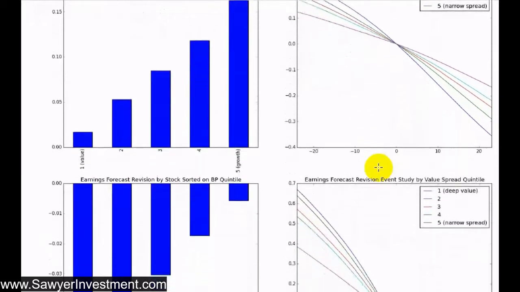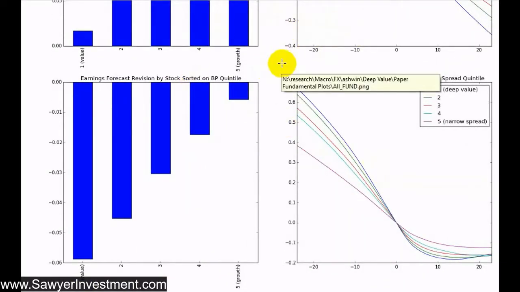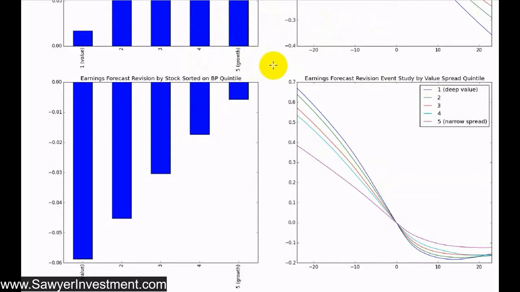So let's go down to earnings forecast revisions. And since we've seen with these charts up here that the decrease in price leads the decrease in earnings, it seems only fitting that the earnings revisions of the analysts should follow suit. And so we see that with value portfolios, the analysts revise earnings downward, so we have a negative figure here, a lot farther than those of growth companies.